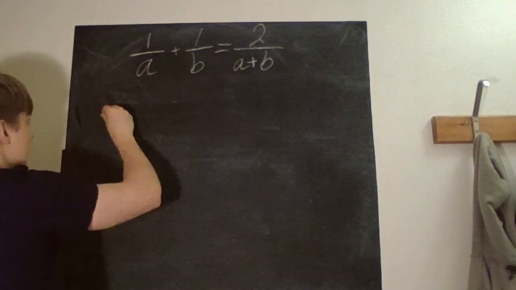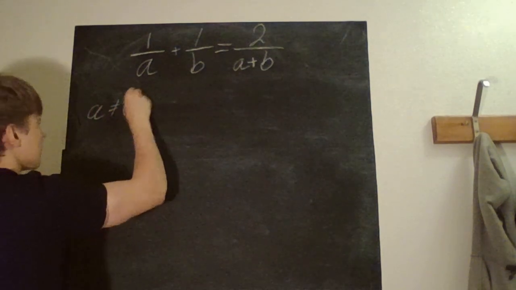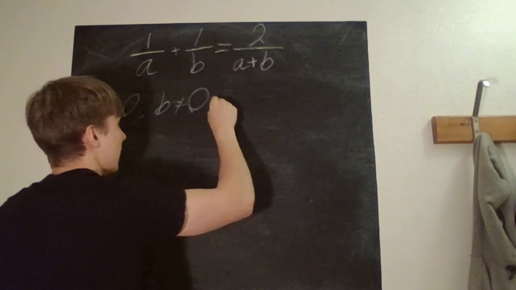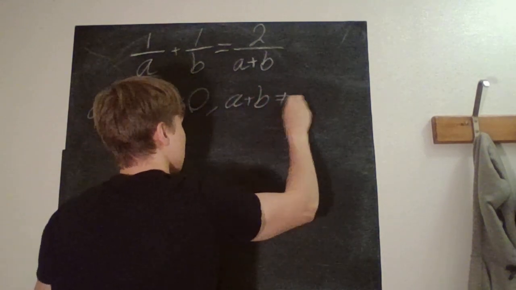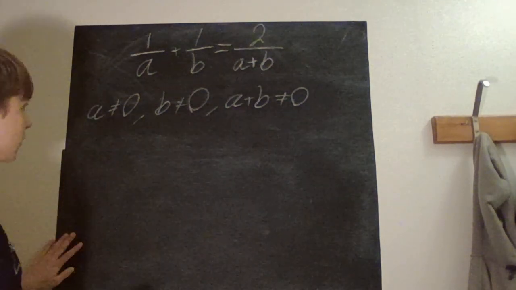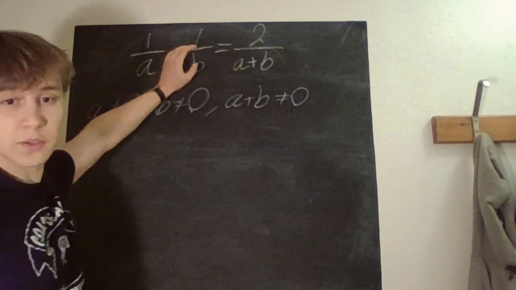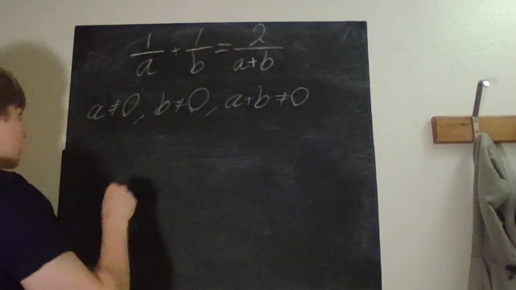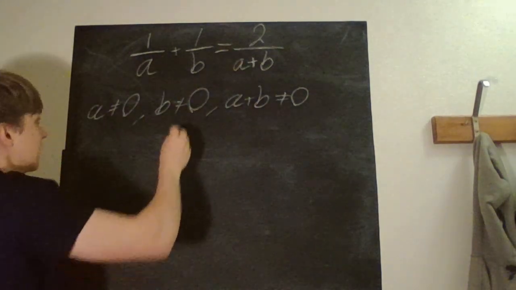Here this fraction can't be undefined, meaning that a cannot be 0, and we also know that b cannot be 0, and that a plus b cannot be 0. Good so far. Now, because we want all the denominators to go away, we just multiply by every denominator there is. So we multiply by a times b times (a plus b) everywhere.